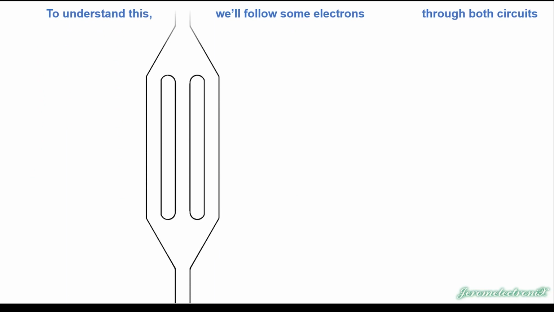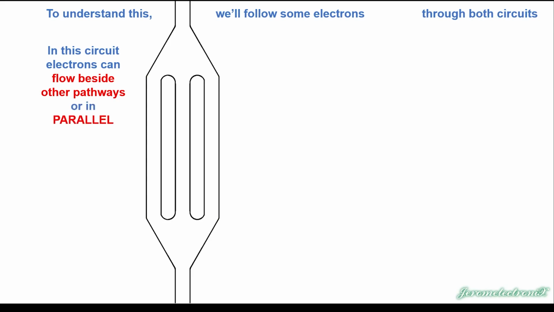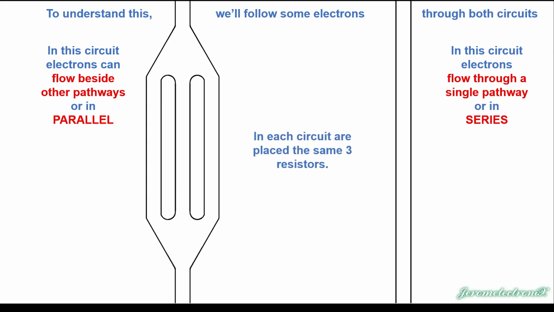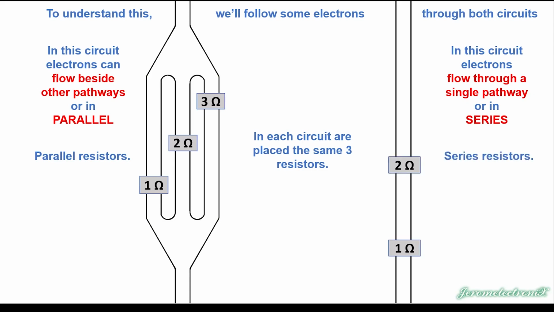So to understand this, I need to show you this parallel circuit. In this parallel circuit, the electrons are going to flow beside each other in parallel, right? In this circuit, electrons will flow through a single pathway, or in series. And in each circuit, we're going to put the same 3 resistors. In the parallel, we've got a 1 ohm resistor, a 2 ohm resistor, and a 3 ohm resistor. Rounded whole values to make it easy. In the series circuit, we're going to put a 1 ohm resistor, a 2 ohm resistor, and a 3 ohm resistor.